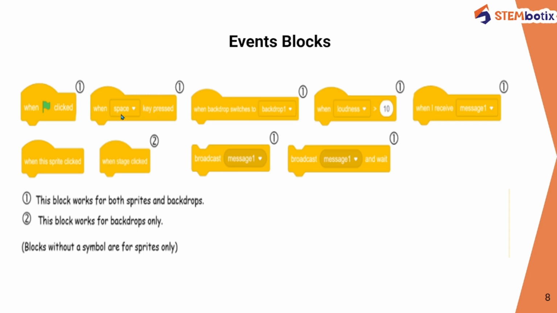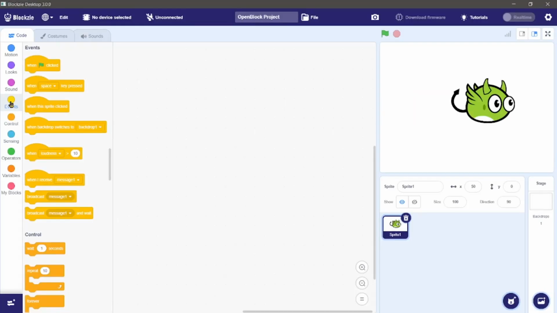So these are different event blocks. The blocks with number 1 are used for both sprites and backdrops, whereas the blocks with number 2 work only for backdrops, and blocks without a symbol are used only for sprites. So now let us start our fourth section, which is event blocks.